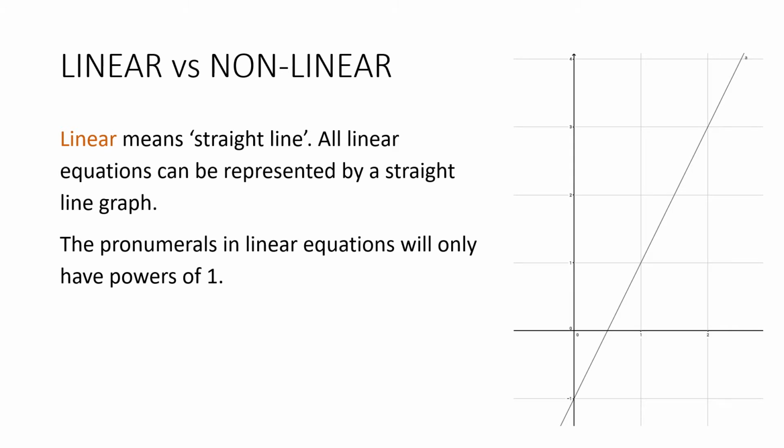Now the way to recognize linear equations is that they will have only powers of 1 on their pronumerals. Like this one, 2x minus 1 equals 7 is a linear equation. We can tell because this is an x to the power of 1.